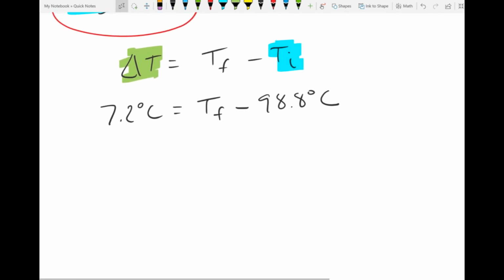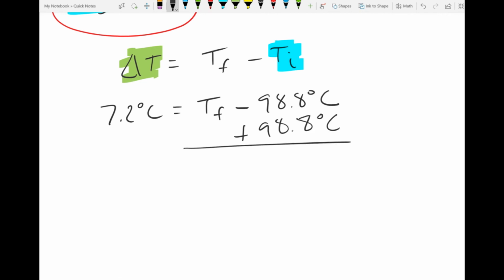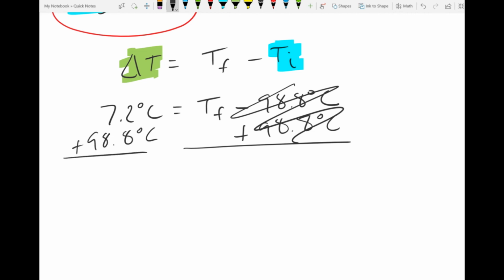And from here, it's honestly just going to be simple addition. You add the 98.8 degrees Celsius to both sides. It's going to cross out here. You add it over here, and you get 98.8 degrees Celsius. And what you're going to get is that your T final is equal to about, well, what would that be? Well, the 0.2 will give you a flat number, so that'll go 99 plus 7. So it's going to be about 106 degrees Celsius.